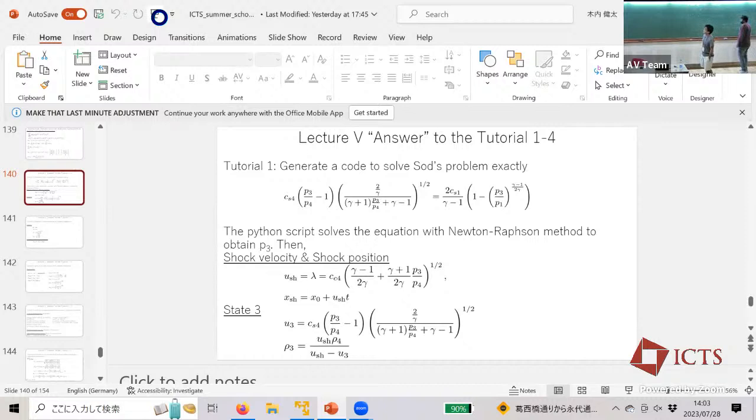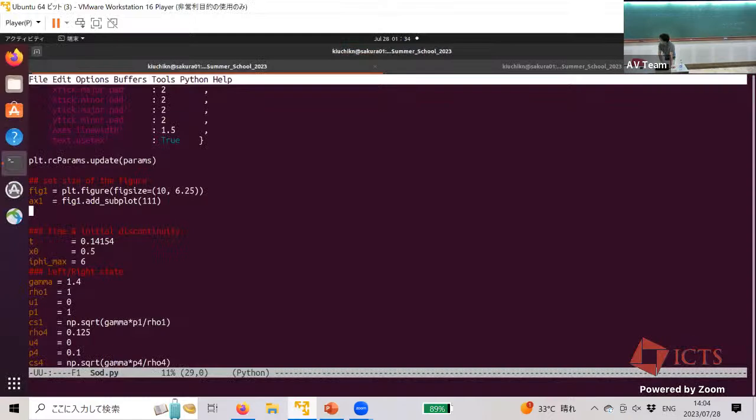The target of the tutorial run is to generate a code to solve the problem in non-relativistic hydrodynamics exactly, but numerically. The first step we have to do is obtain the intermediate pressure P3, given the initial states P4 and P1 and CS1 and CS2. So the first task is to solve these equations in terms of P3. But as you have already noticed, this is a nonlinear equation for P3, which means that you have to solve it numerically, but almost exactly. The Python script I gave you is called a sort.py.